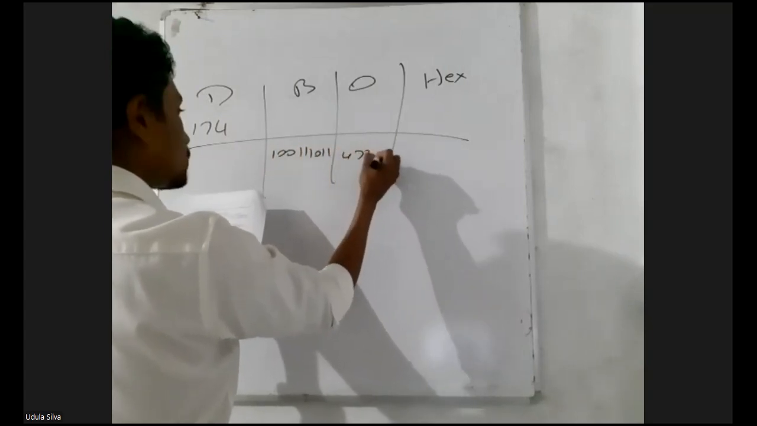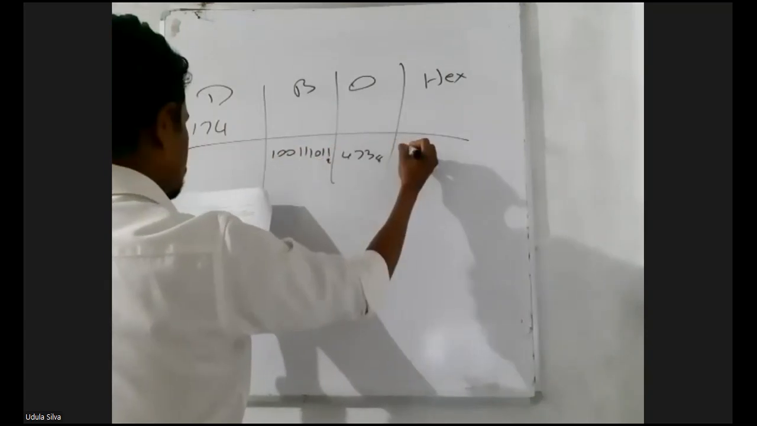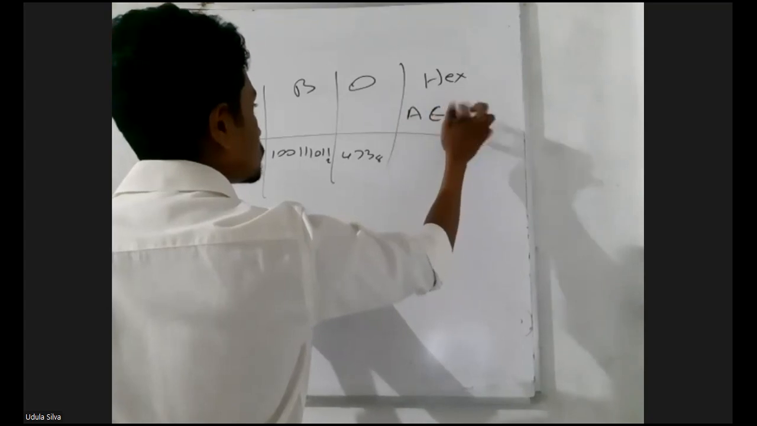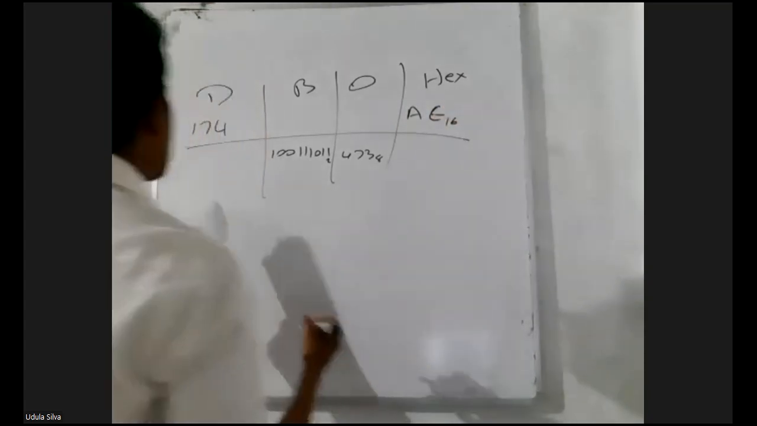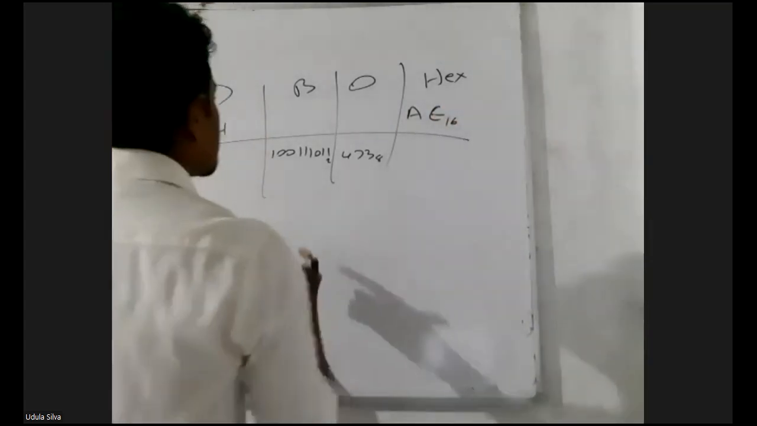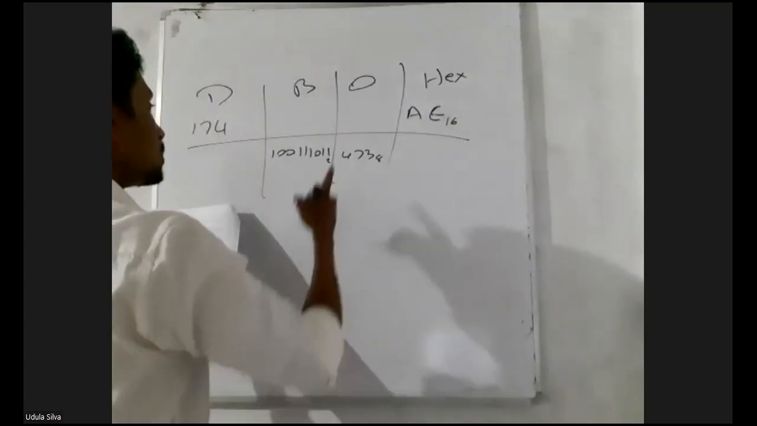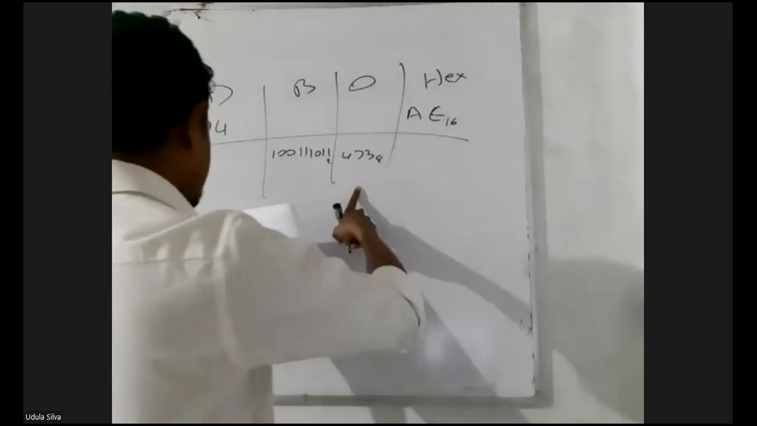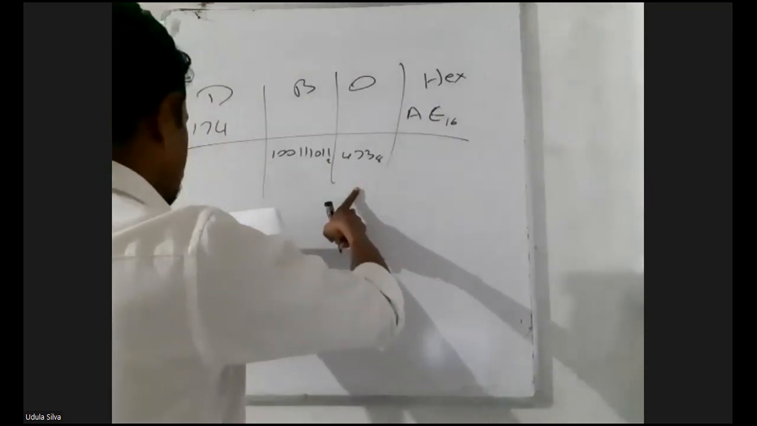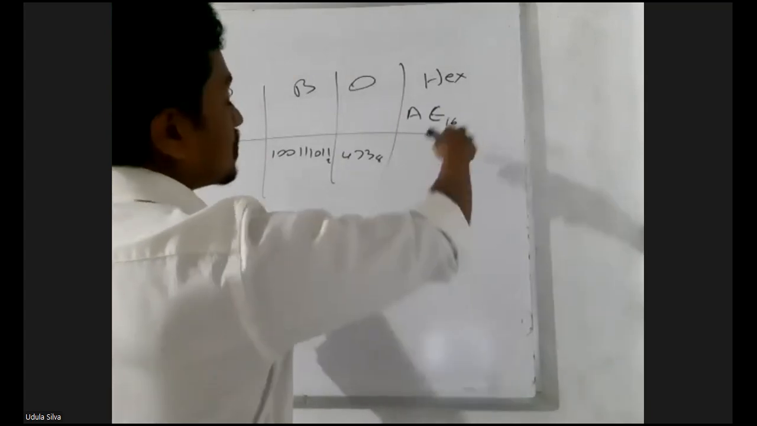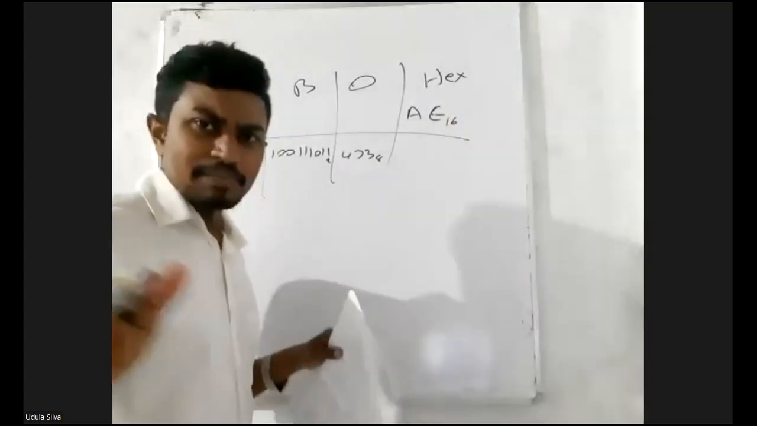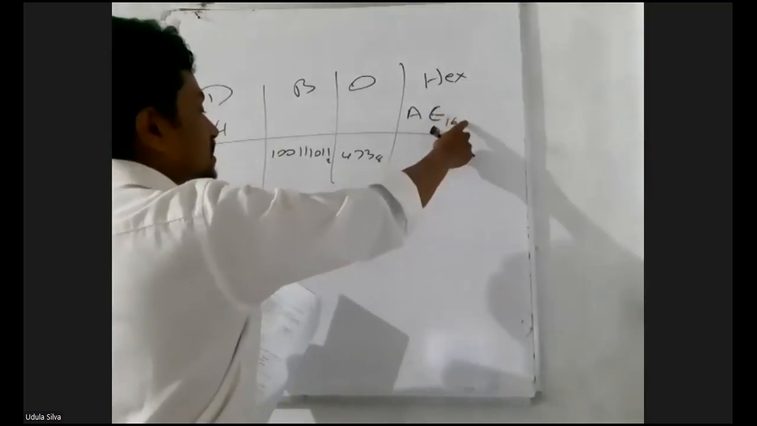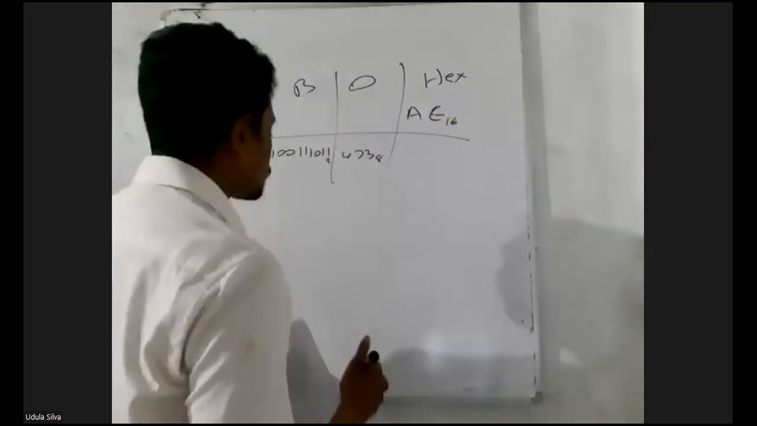174 100. A. Right. Well, so here we have an octal digit, right? And then octal like a binary digit. Okay. So here we have hexadecimal. Hexadecimal, we can convert the hexadecimal into binary first, right?